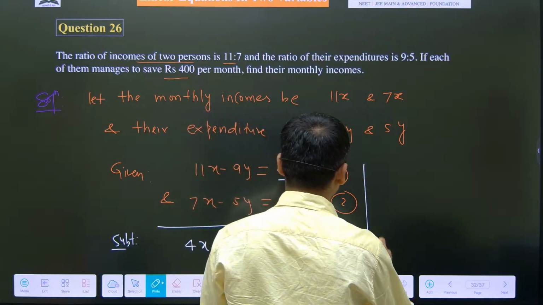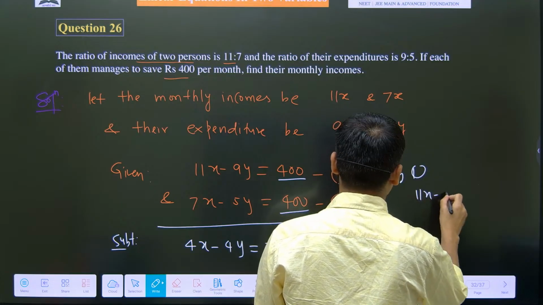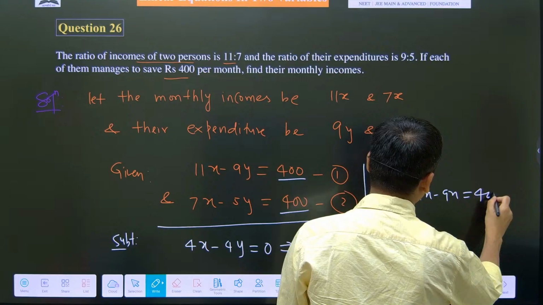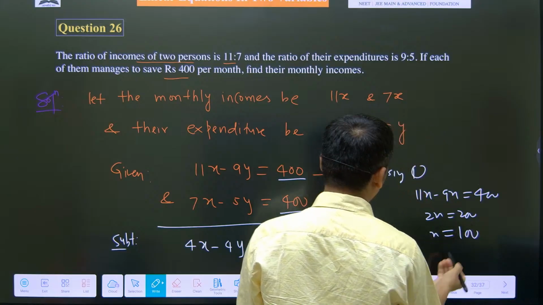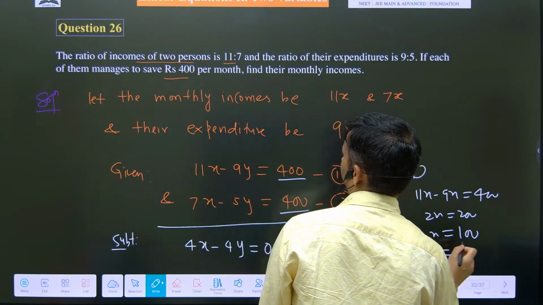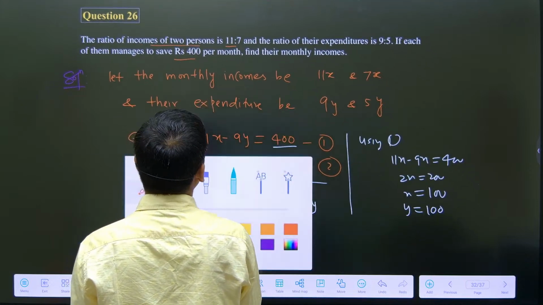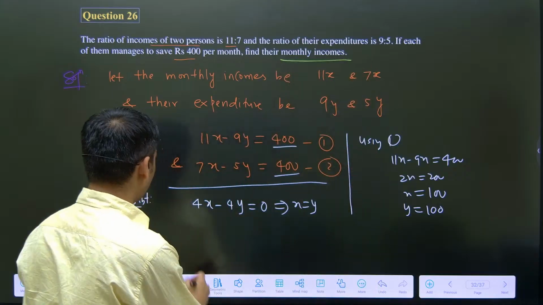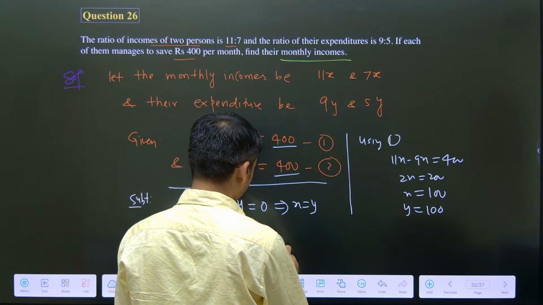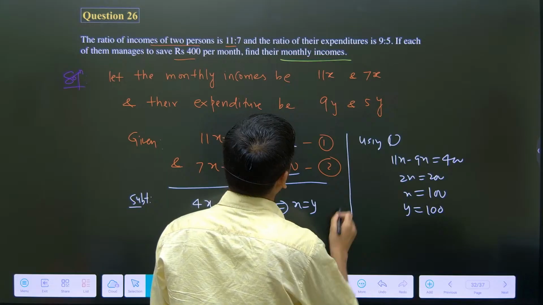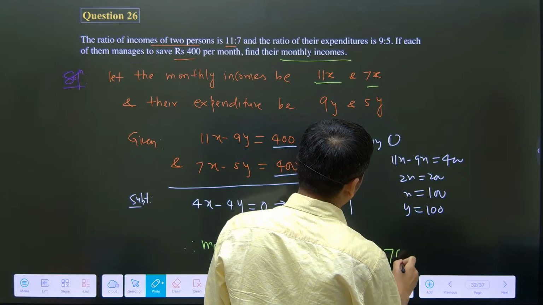And can we put x equal to y in any one of the equations? Using 1, 11x minus 9x, since y is equal to x, it's 400. So 2x is equal to 200. That means x is 100. And if x is 100, then y also has to be 100, right? Now what are they asking? They're asking to find the monthly incomes, right? So therefore, putting these values of x here, the monthly incomes are 1100 and 700.